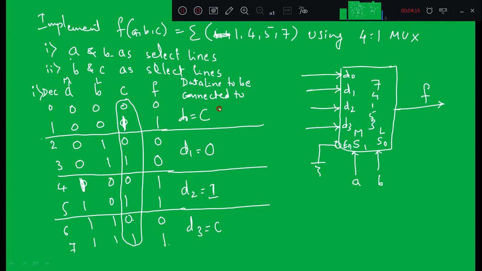So what is D0? According to our design, we will make this connection. D0 is connected to C, D1 is connected to ground, right? Because D1 is equal to 0 here. D2 is connected to 1, or you can connect it to VCC. Then D3 is also connected to C. Correct? So the analyzing part of this design I will leave to you.